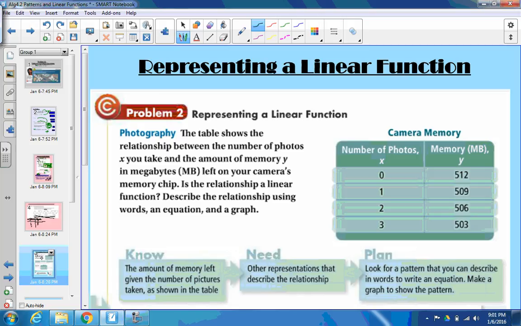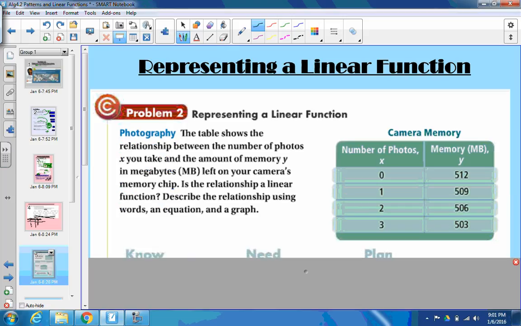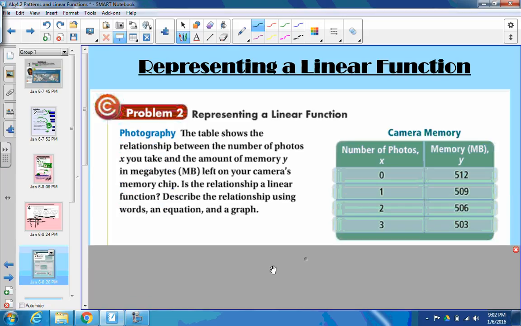All right, let's go on to the last part, representing a linear function. So we're going to look at a table, and we're going to represent a linear function and come up with an equation, maybe even using those shortcuts that we said. But let's just read this situation first. It says, the table shows the relationship between the number of photos you take, so that's the x, and the amount of memory in megabytes left on your camera's memory chip.